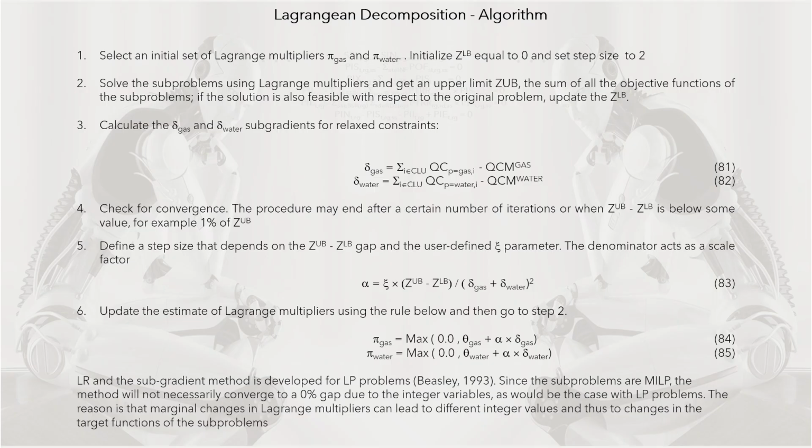LR and the subgradient method is developed for LP problems. Since the subproblems are MILP, the method will not necessarily converge to a 0% gap due to the integer variables, as would be the case with LP problems. The reason is that marginal changes in Lagrange multipliers can lead to different integer values and thus to changes in the target functions of the subproblems.